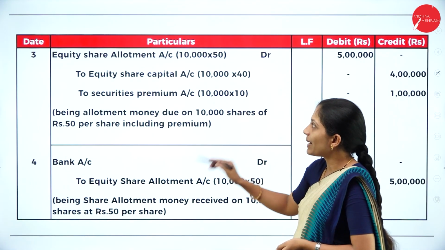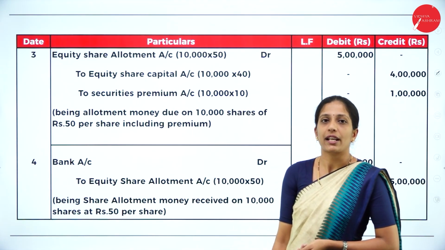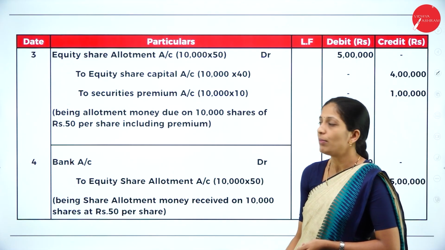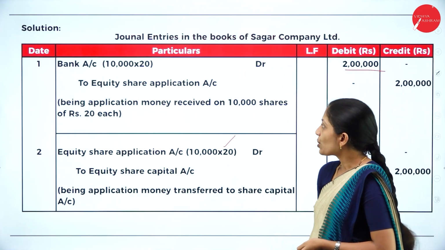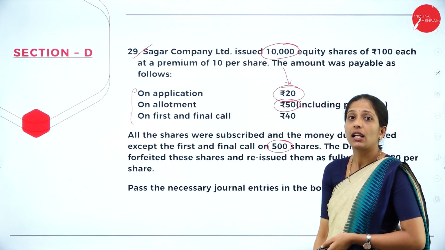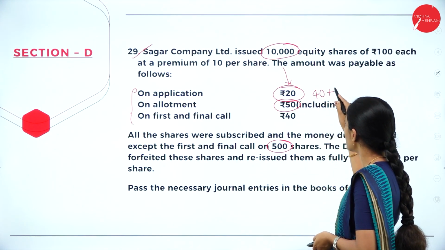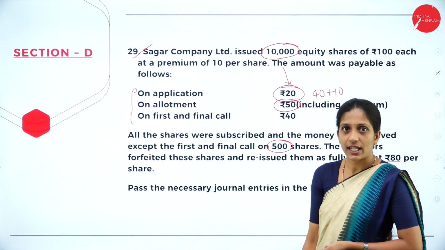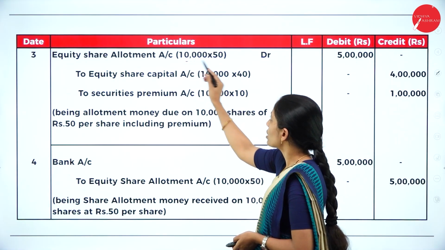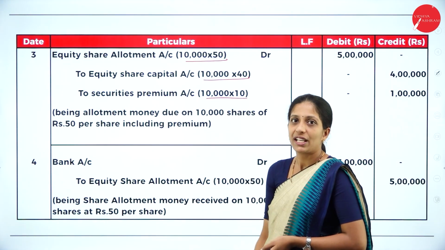Now coming to the allotment entry, due entry and receive entry. Due entry is equity share allotment account debit to equity share capital account. We have premium also, 10 rupees premium to securities premium account. So what is the number of shares? 10,000. 10,000 into 50. That is for equity share allotment. To share capital, 10,000 into 40 because 10 rupees is premium. So 10,000 into 40 to securities premium 10,000 into 10. So if you see here, 10,000 into 50, 10,000 into 40, 10,000 into 10. This is allotment money due.